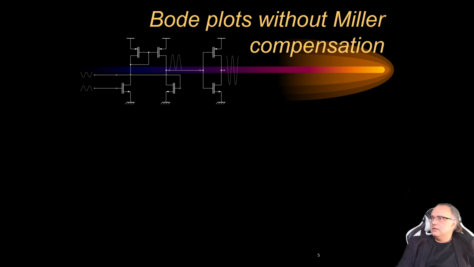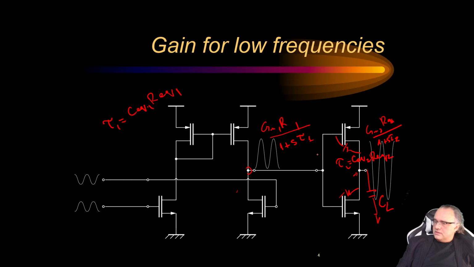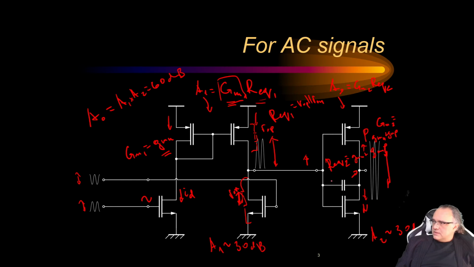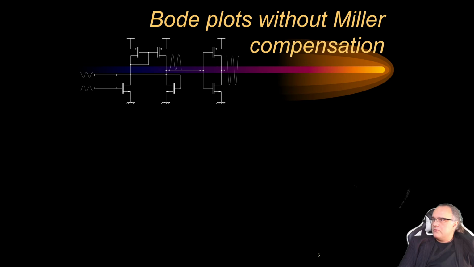Now let's see the Bode plots without the Miller compensation. You see here, this capacitor is the Miller compensation, and we use it for the frequency stabilization of the whole structure. So for now we will ignore it to see what the problem is and why we need to use Miller capacitance.